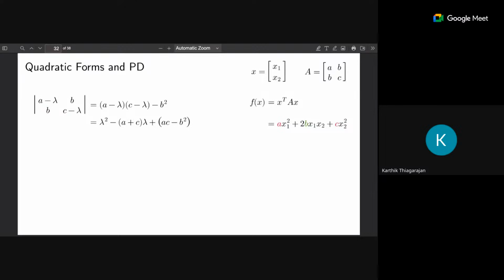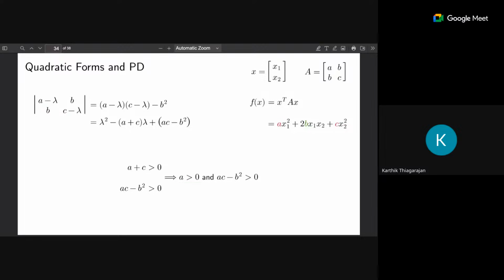A plus C, right? So A plus C should be positive. What is the product of lambda 1 and lambda 2? The determinant. So that should also be positive. So you have two conditions: A plus C is positive, and AC minus B square is positive. You can see that this can happen only if A is positive and AC minus B square is positive, right?